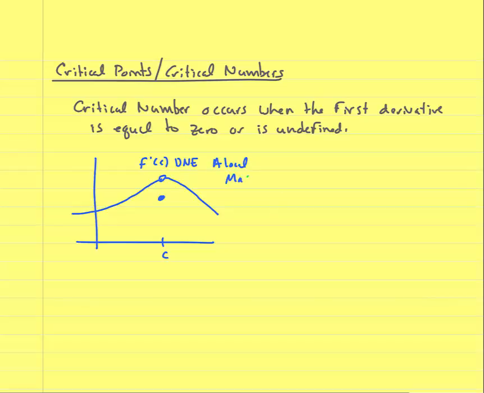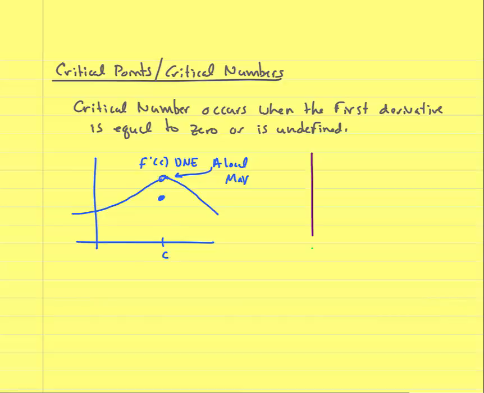I'm sorry, local max. Having a tough time with my maxes and mins. So this is still considered a local max even though the derivative is undefined because it's hollow at this point. So that's where we're trying to say critical numbers occur when the first derivative is equal to 0 or where it's undefined. So C is still a critical number here.